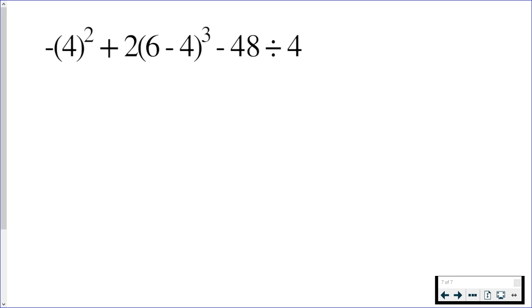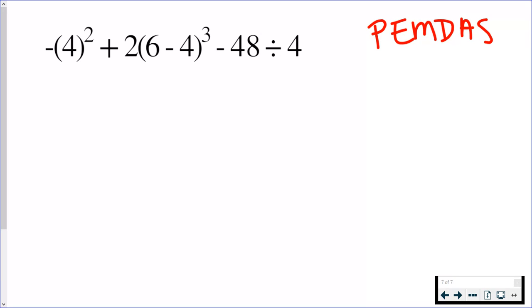I'm going to simplify this expression using the order of operations, PEMDAS. So the first order of operations is parentheses.